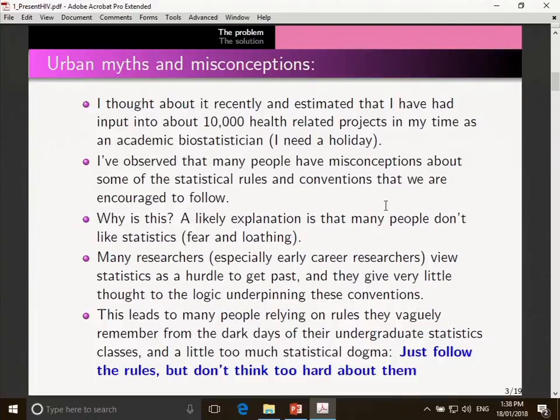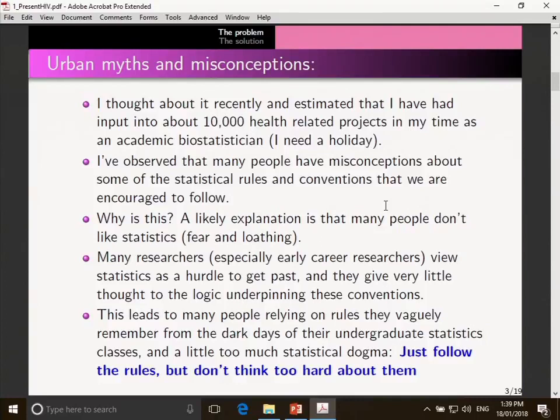But one of the things I notice a lot is that many people have misconceptions about some of the statistical rules and conventions that are used, why we do what we do, and why we use statistics in the way we do. Why is this the case? I think probably the most likely explanation is that most people don't like statistics. There's a lot of fear and loathing when it comes to statistics. I'm not sure if statisticians are responsible for that, but it is what it is.